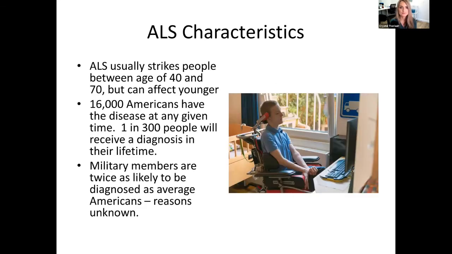Characteristics of ALS. So it usually strikes people between ages of 40 and 70, but it can often affect younger people. People are often in their 20s and 30s when they're diagnosed. And 16,000 Americans have the disease at any given time. Something I found significant is 1 in 300 people will receive a diagnosis in their lifetime. So that makes it sound a bit more common. Something unusual is military members are twice as likely to be diagnosed as average Americans, and the reasons are unknown at this time.